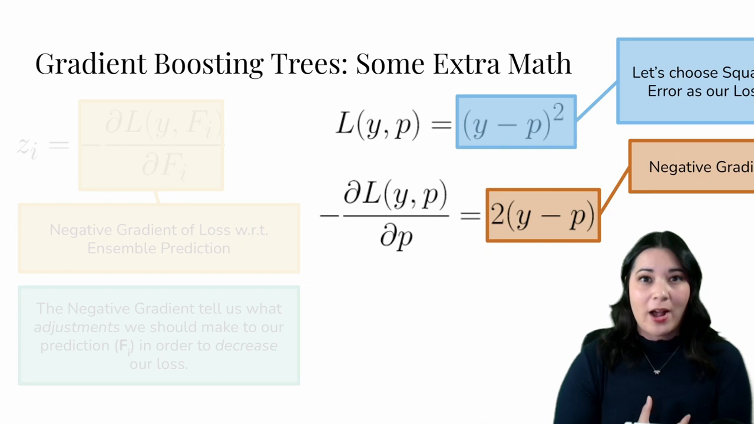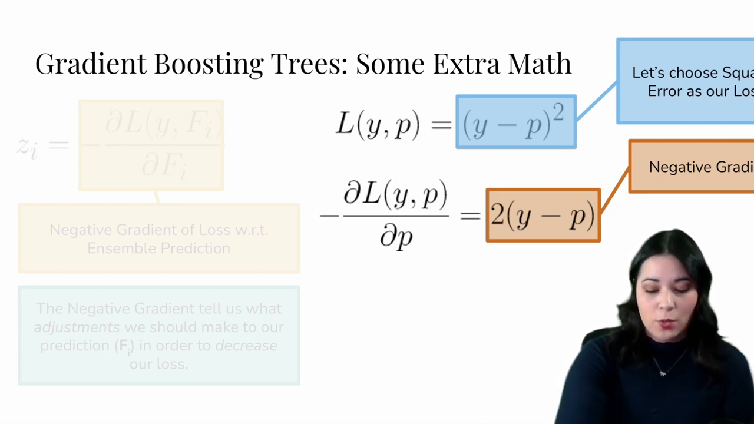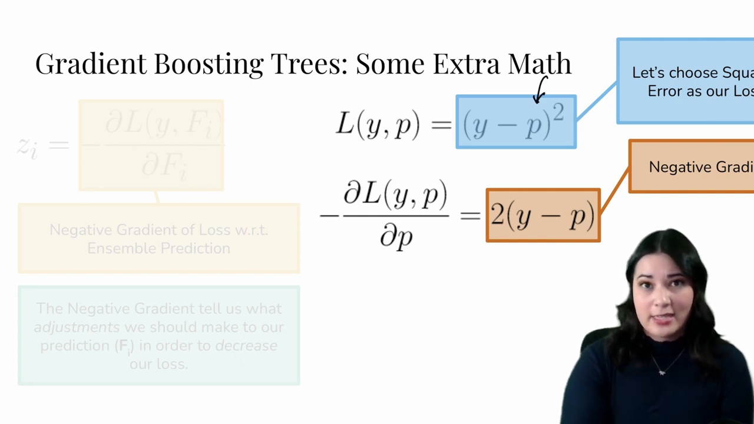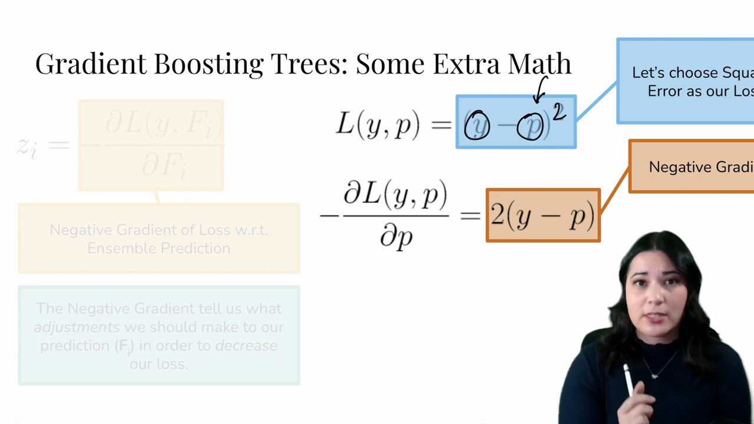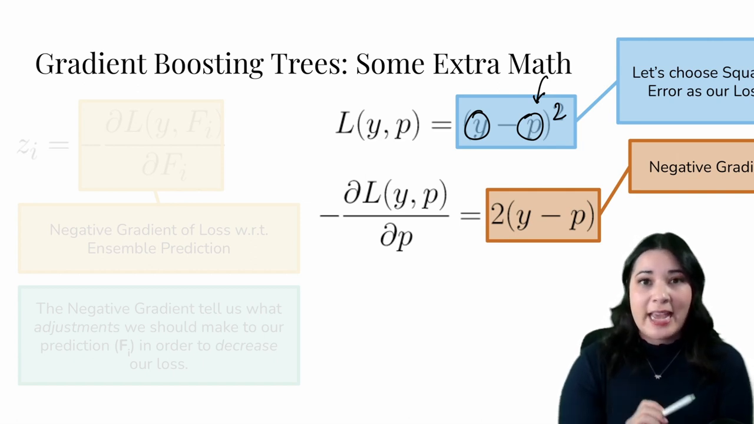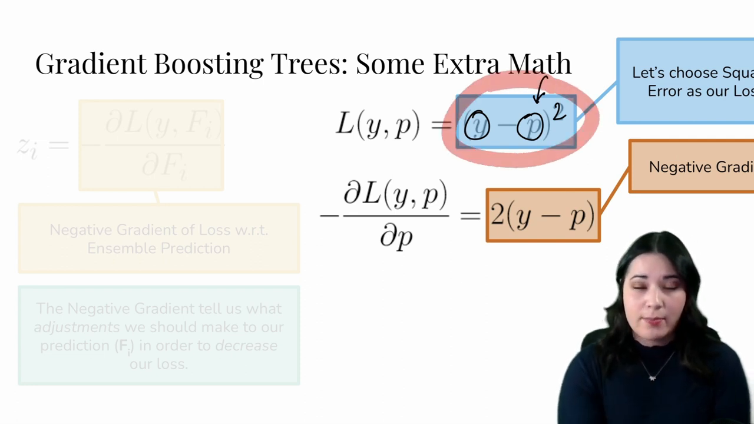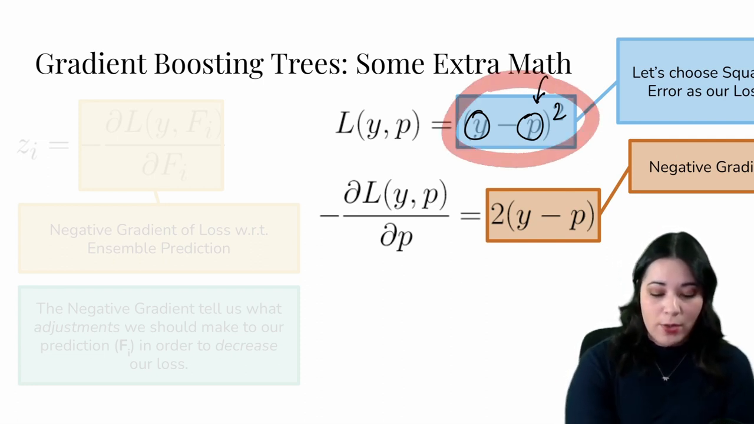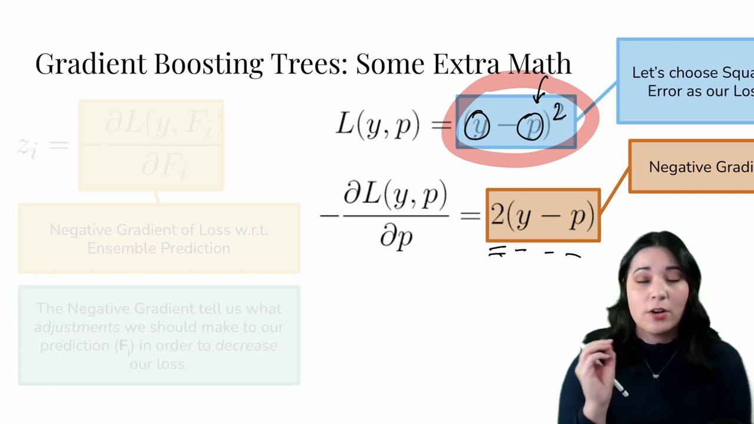To prove to you why we were predicting errors in the example we did before, let's look at squared error as a loss. In this case, our loss is just going to be the actual value minus the prediction made by the ensemble, squared. You can trust me on this one. I don't expect you to be able to do this by hand, but when we take the negative gradient of our loss with respect to the prediction P made by our ensemble, we get out this: 2 times the actual value minus the predicted value. This value, 2 times Y minus P, is our negative gradient.